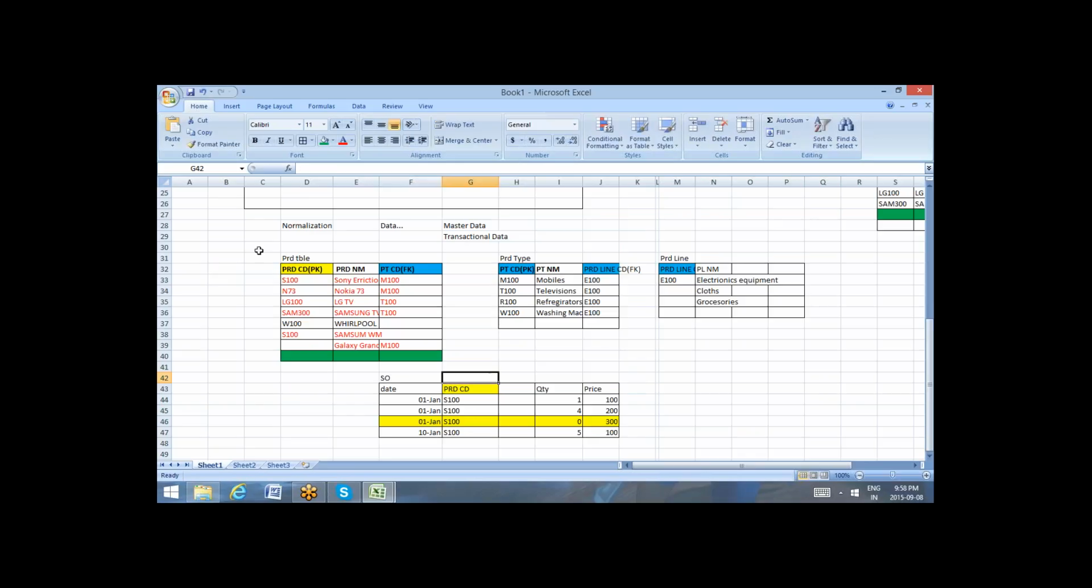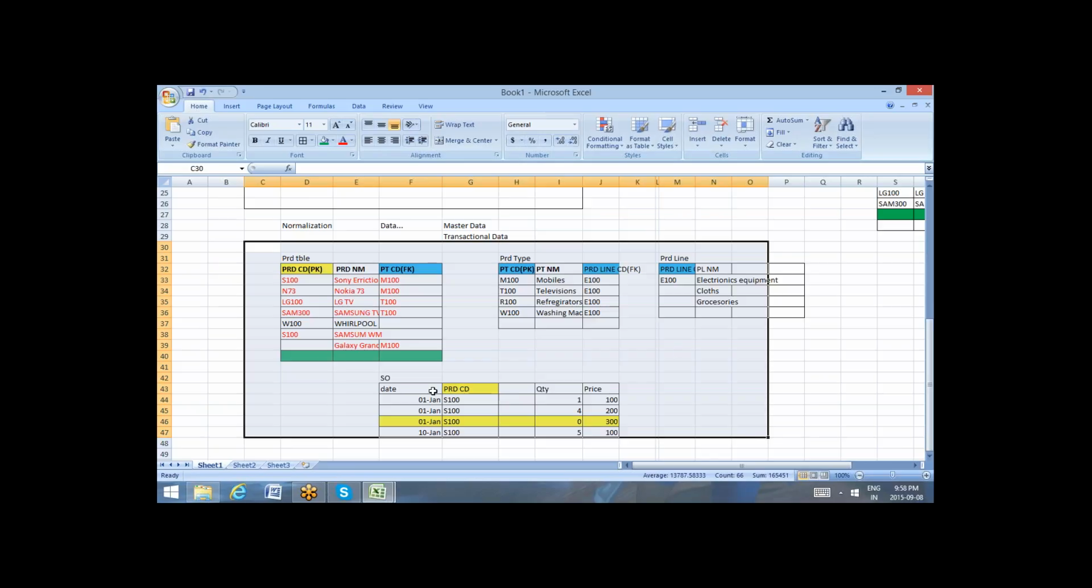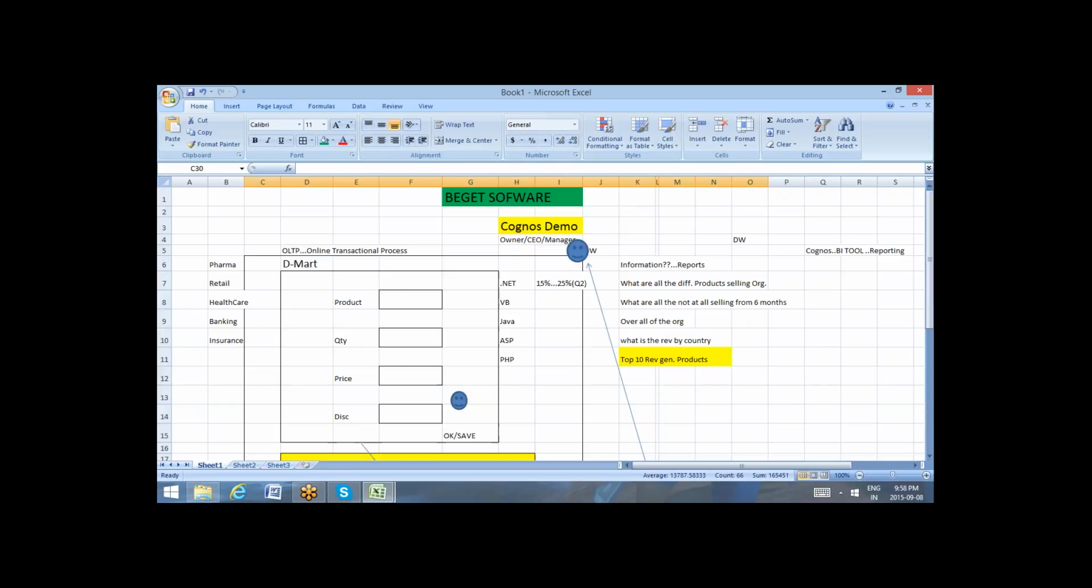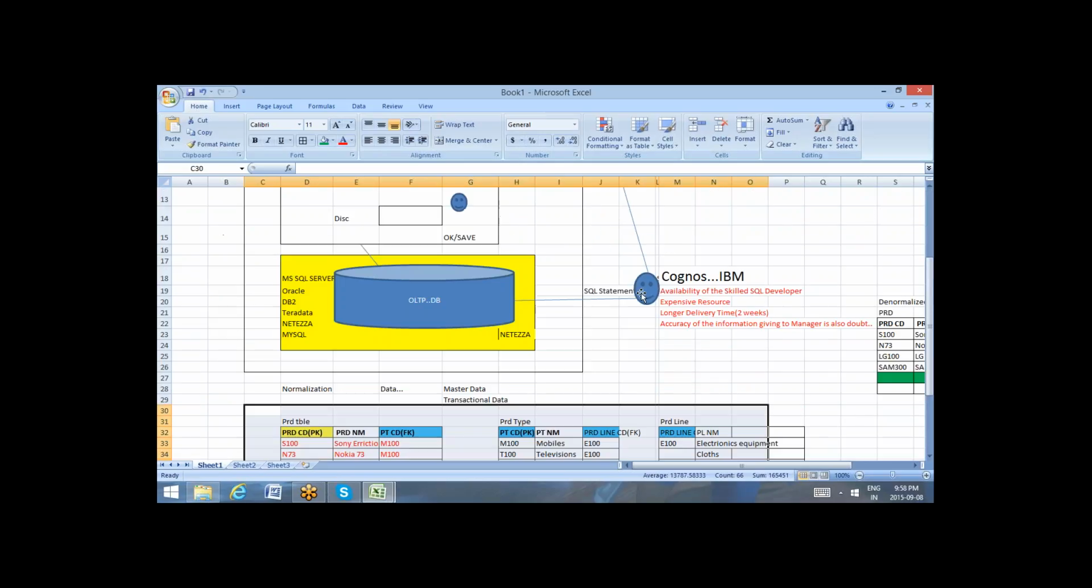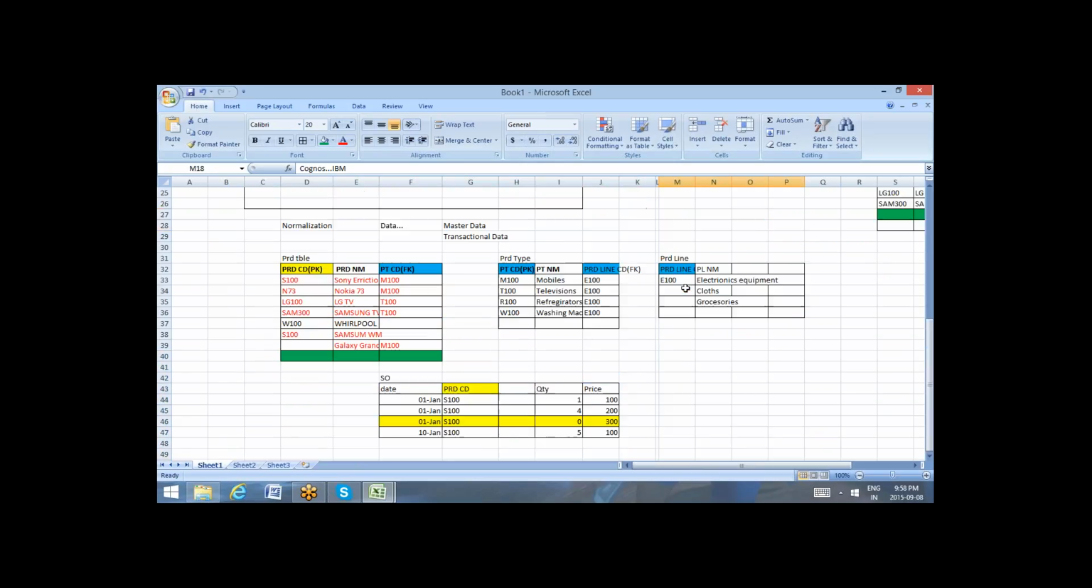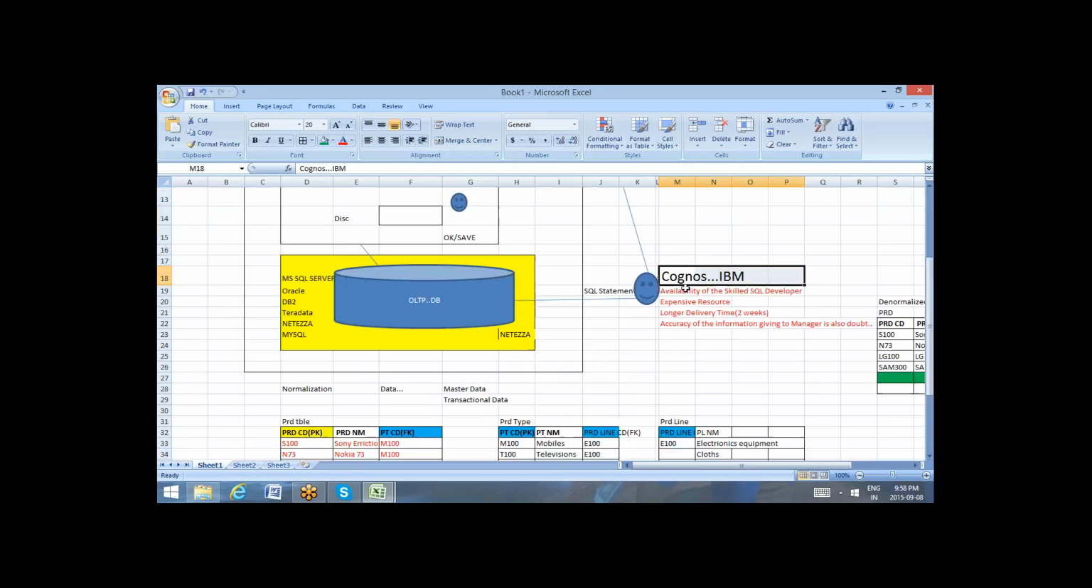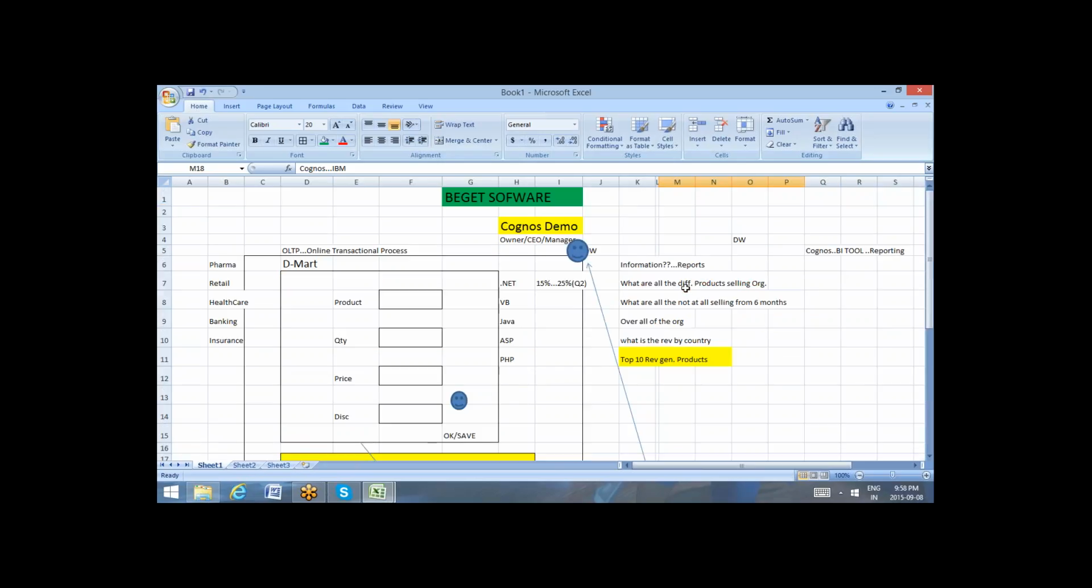So if you have this kind of set of tables, and a customer is trying to generate a report based on these tables, by using maybe a tool or maybe writing manually, then definitely you are facing one challenge. What is that challenge? Performance challenges. So let me show you what performance challenge he is going to face.